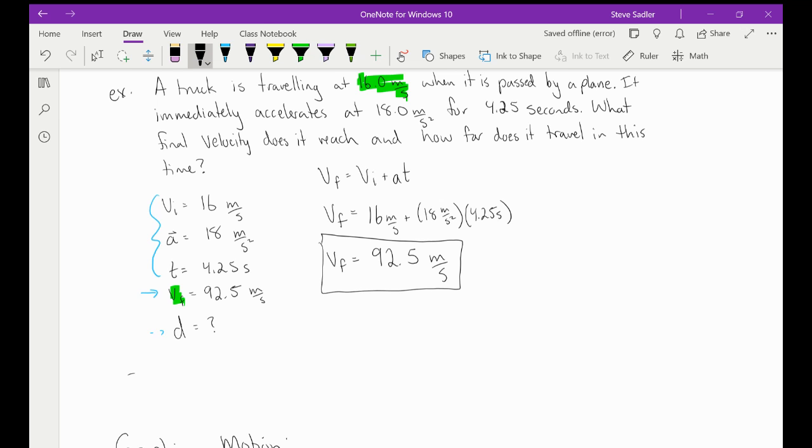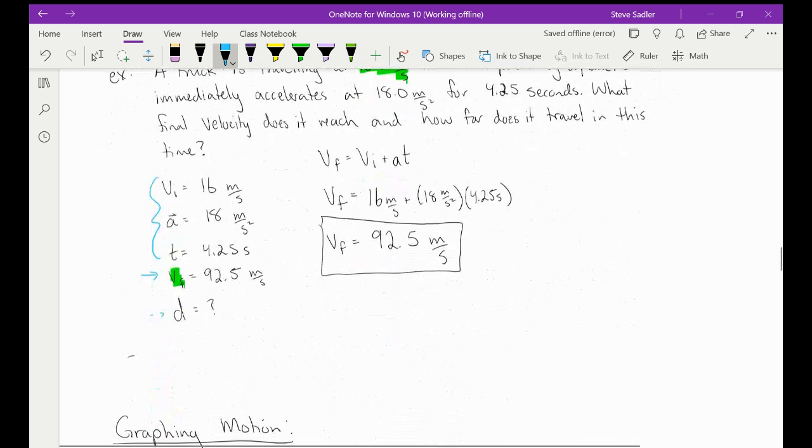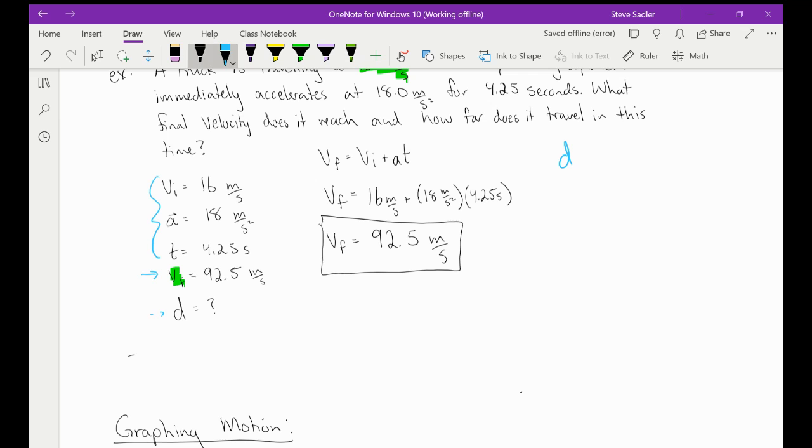So we have VI, we have A, and we have T, and we're looking for displacement. If you scroll up or look at our formula sheet, you can see that we can use formula 2 because we're looking for displacement. It has VI, T, and A in it. So D is equal to VI multiplied by T plus 1/2 AT squared. I don't even have to do any isolation, which is a bonus.